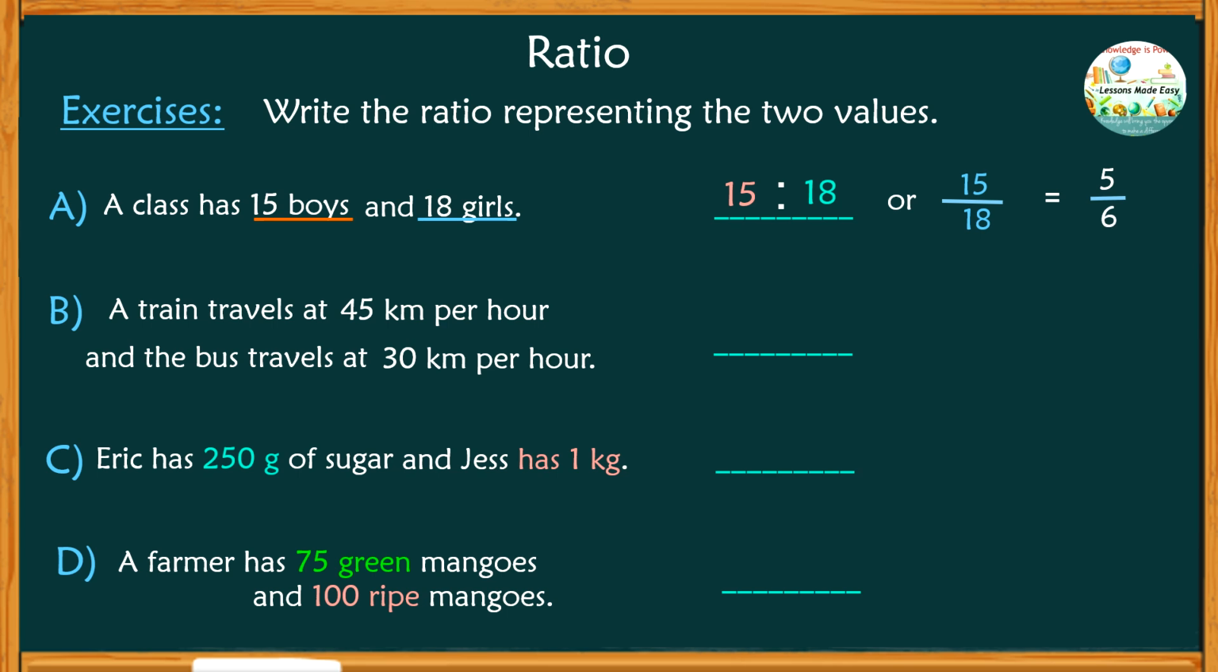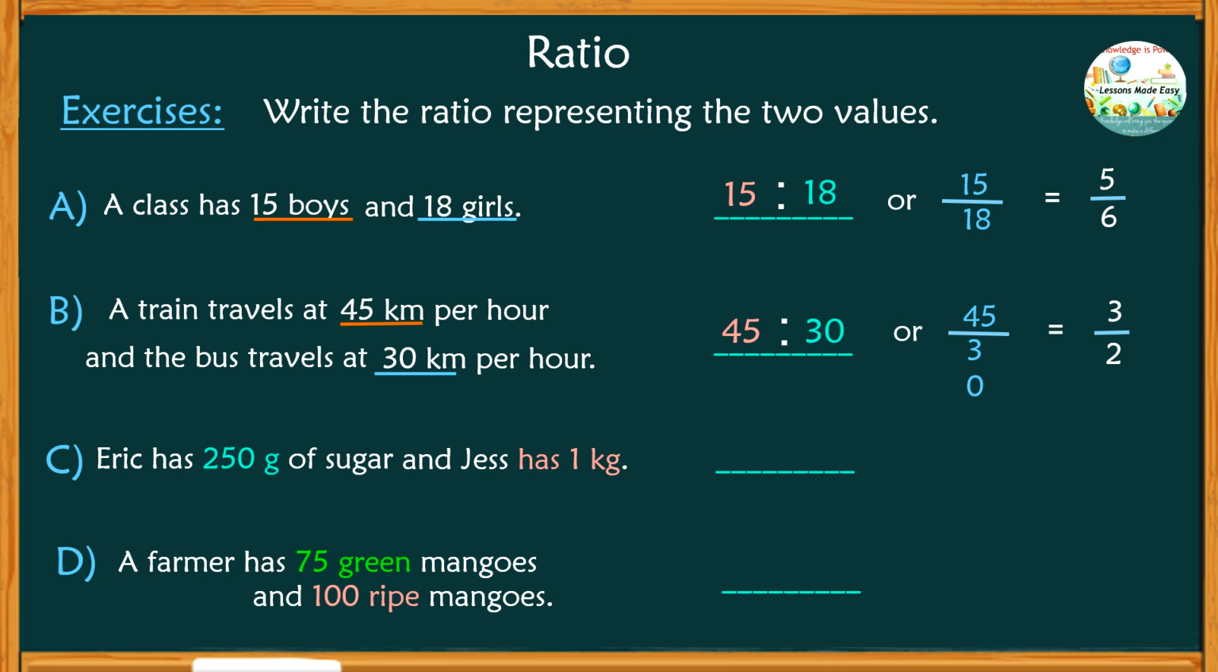A train travels at 45 kilometers per hour and the bus travels at 30 kilometers per hour. The first term mentioned is the speed of the train. Therefore, our ratio would be 45:30, which can be expressed in a fraction form as 45/30 and can still be reduced to 3/2.